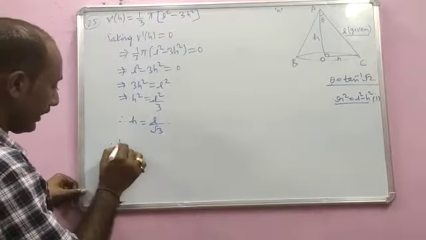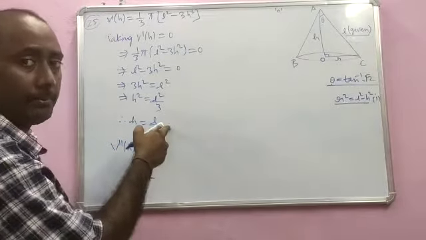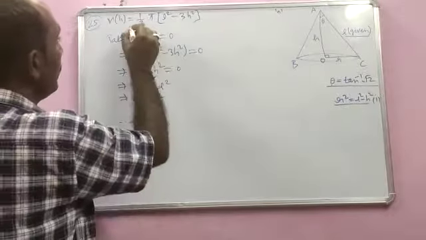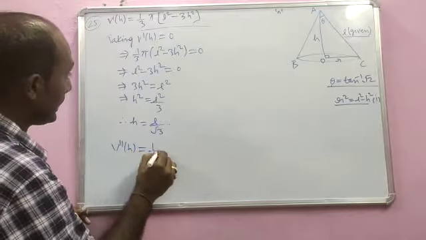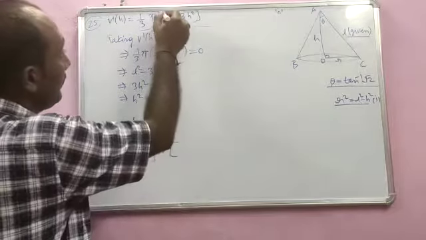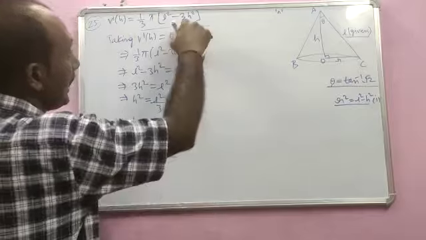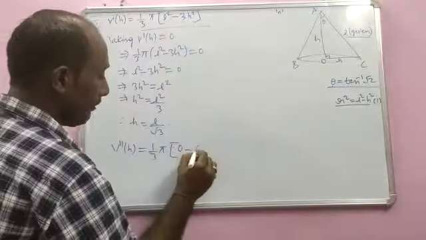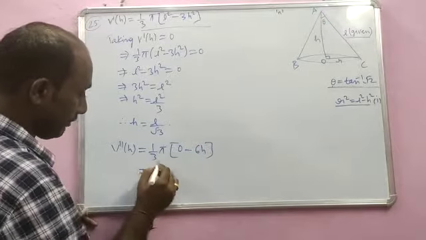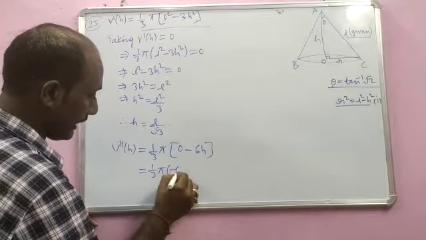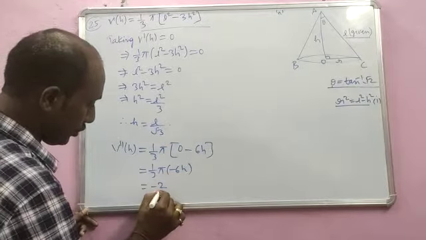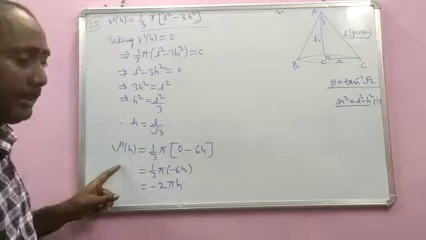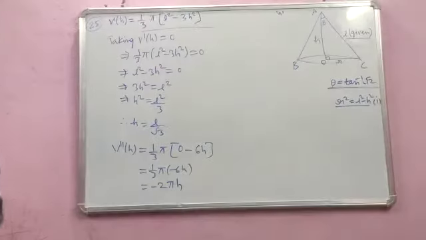Next we will go for the second order derivative to find whether this is a point of maxima or minima. So v double dash h, here is your v dash h. So v double dash h will be 1 by 3 pi, and the derivative of L is a constant, so 0 minus h square, the derivative will be 2h. So 2h into 3 will be minus 6h. So this will become 1 by 3 times pi of minus 6h. So this is minus 2 pi h. So this will be the value of v double dash h which you will get.